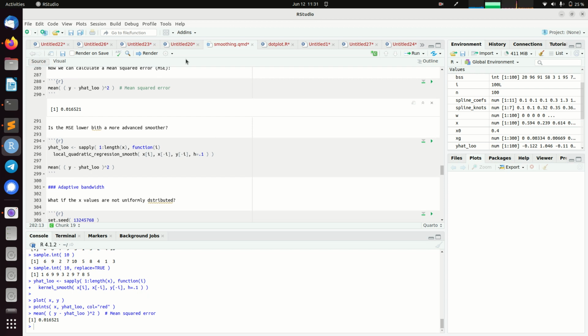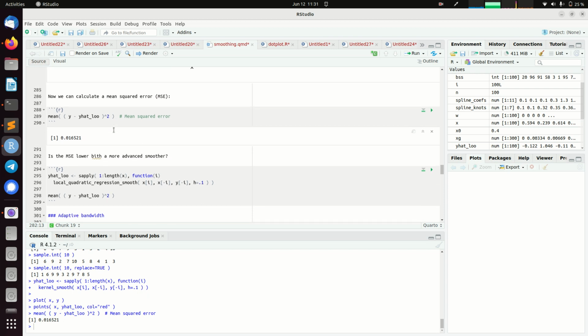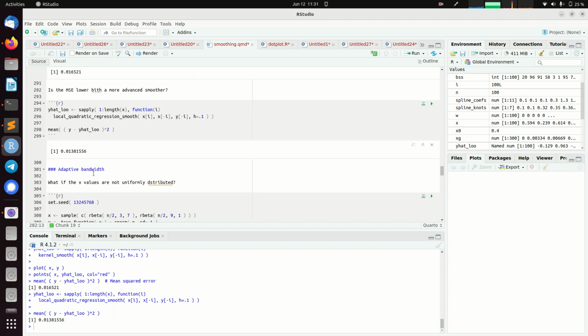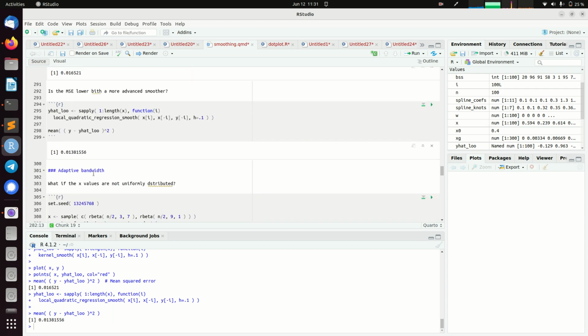So here I've now tried how this mean squared error differs between the simple kernel smoothing, where we simply take the mean, and the more advanced smoothing, where we use the quadratic regression. And as you can see, we go down from 0.016 to 0.013, so it helps a bit. But the problem at the edges makes up for the gain in the middle a bit.